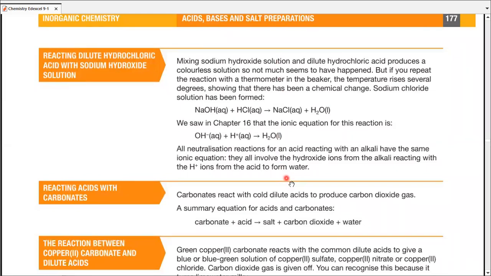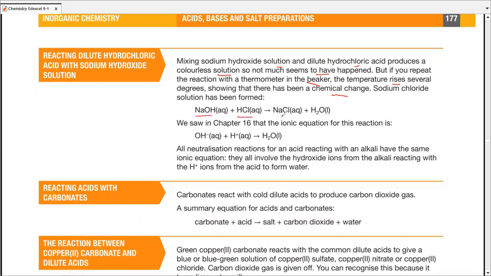Let's take an example of a metal hydroxide. So dilute hydrochloric acid, and this time the hydroxide example is sodium hydroxide. If you mix these two solutions, they produce a colorless solution. Not much seems to have happened, but if you repeat the reaction with a thermometer, you can see the temperature rises several degrees. That shows that it is a chemical change. Neutralization sometimes comes with heat. That's why this is also a neutralization reaction.